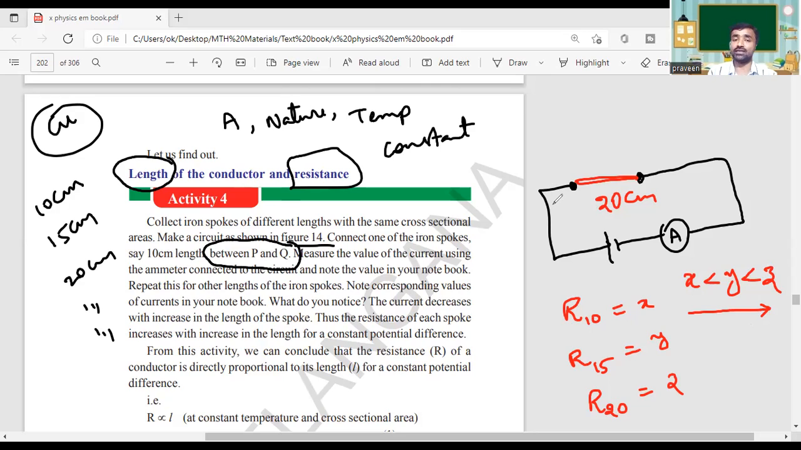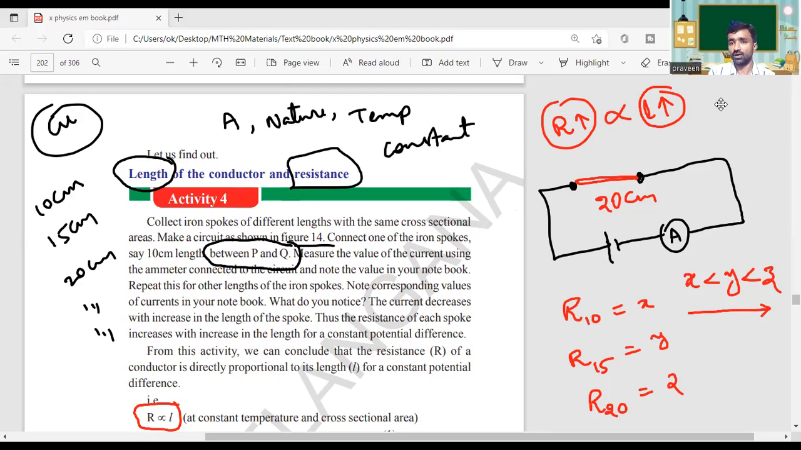In what way are they related to each other? The resistance of the material increases with increase in length, so both are directly proportional. So resistance is directly proportional to the length of the conductor, that is what we concluded. Cross-sectional area, nature of the material and temperature were maintained constant, but we noticed the resistance depends on the length of the conductor. This we finally concluded in activity number 4.